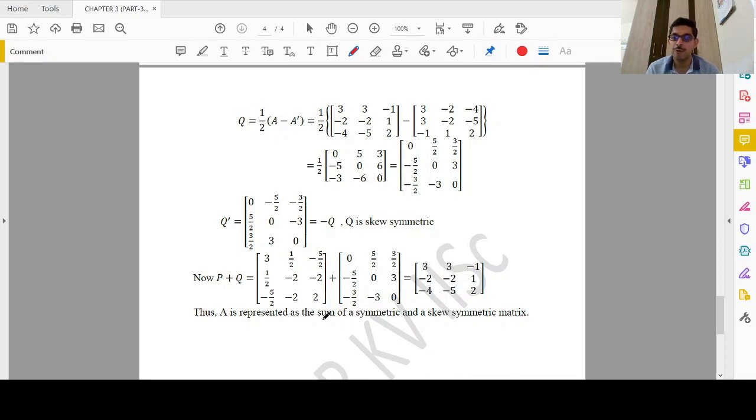So that means we have represented A as a sum of a symmetric and skew symmetric matrix. Now for any given square matrix, P is always equal to half of (A plus A dash), and Q is equal to half of (A minus A dash), and P plus Q will always be equal to A. So any given square matrix, we can express it as a sum of a symmetric matrix and a skew symmetric matrix.